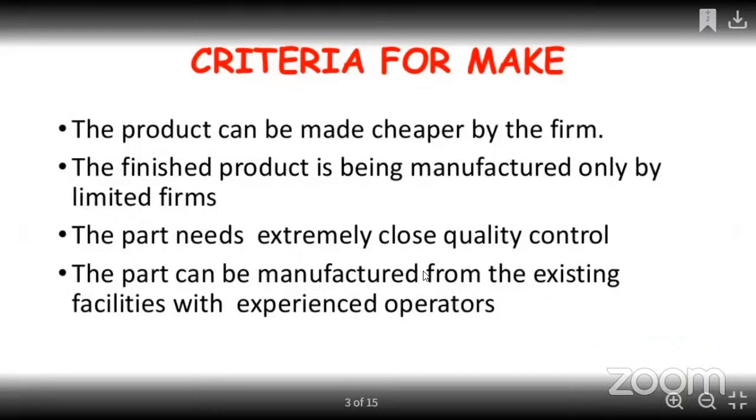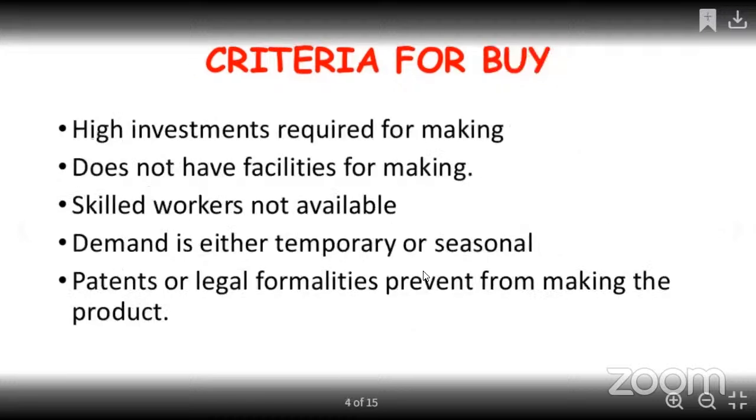And what are the criteria for making? The criteria for making a product are: the product can be made cheaper by the firm, that is, the firm is able to produce it at a cheaper cost. The finished product is manufactured only by limited firms. The third criterion is that the part needs extremely close quality control, I mean, the quality should also be good. The part can be manufactured from the existing facility or by experienced operators, meaning existing, or you can hire these experts.